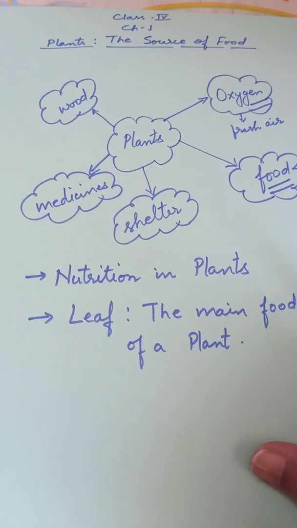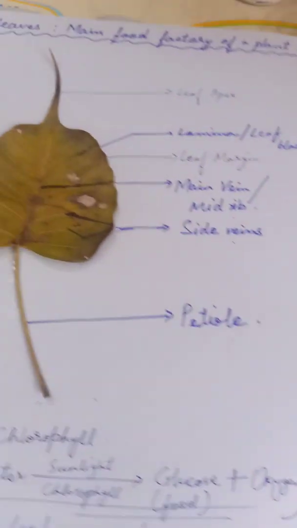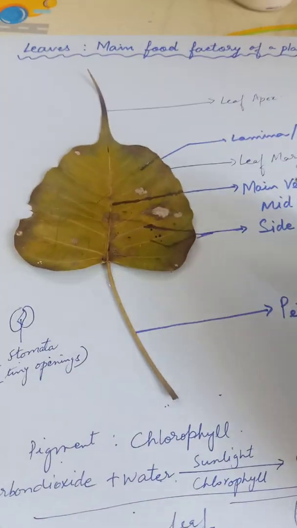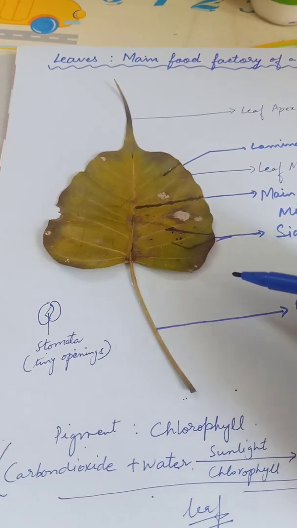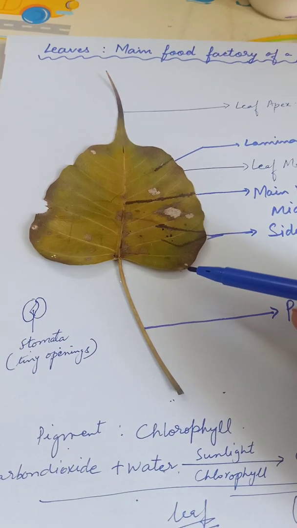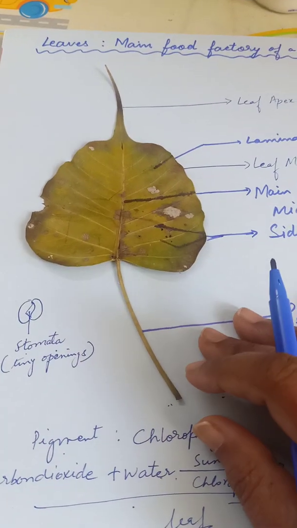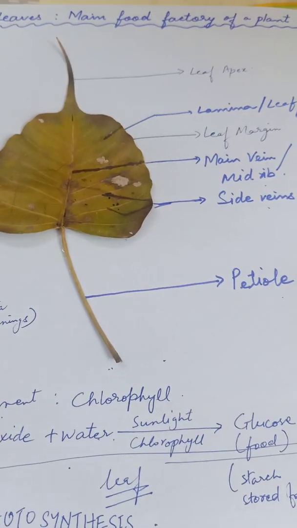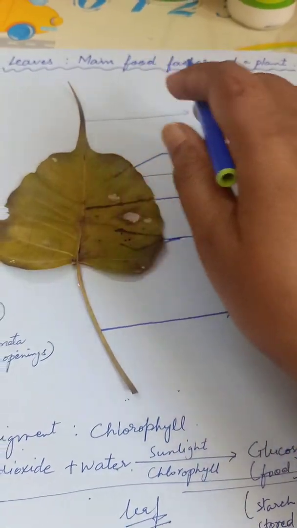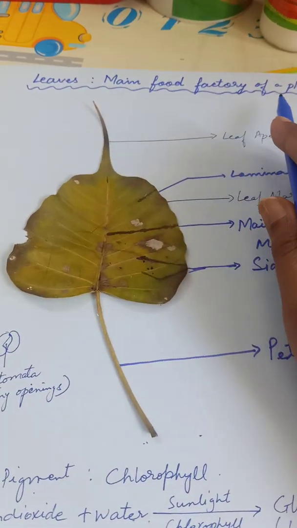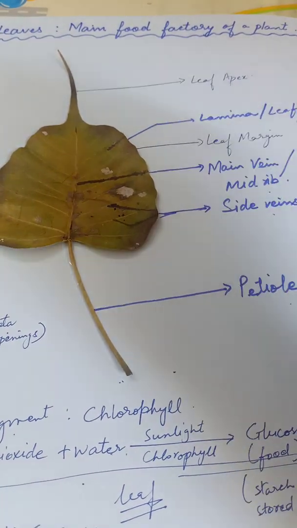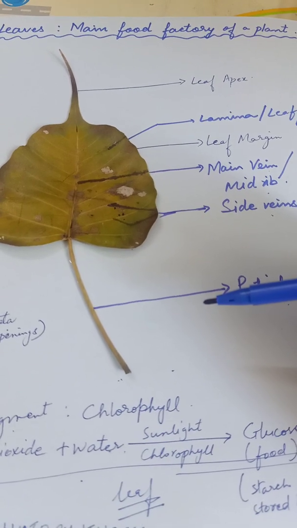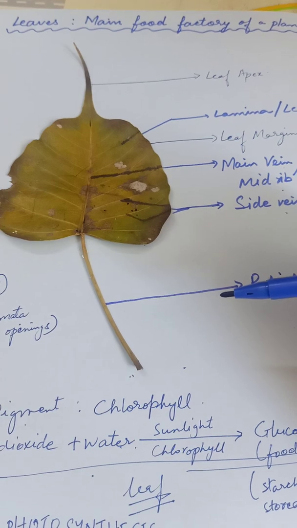Now here I show you what is a leaf. Here I have taken a simple leaf which is a leaf of a peepal tree. I have pasted that leaf on this sheet of paper so that it becomes easy for me to explain it to you all. Leaves are the main food factory of a plant. Right? Now, if you have a leaf around you, you can take it. If you do not have one, please don't go outside. You can draw the structure of a leaf. Alright?